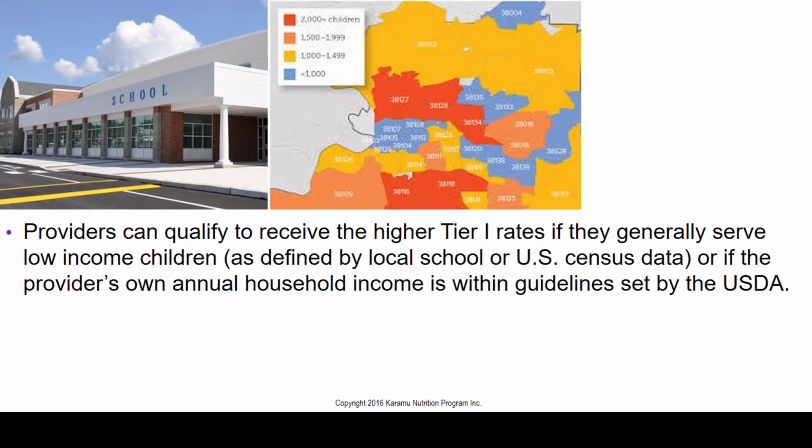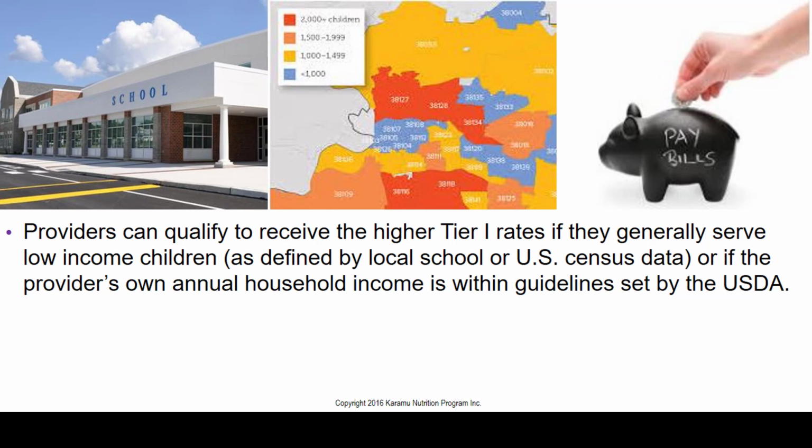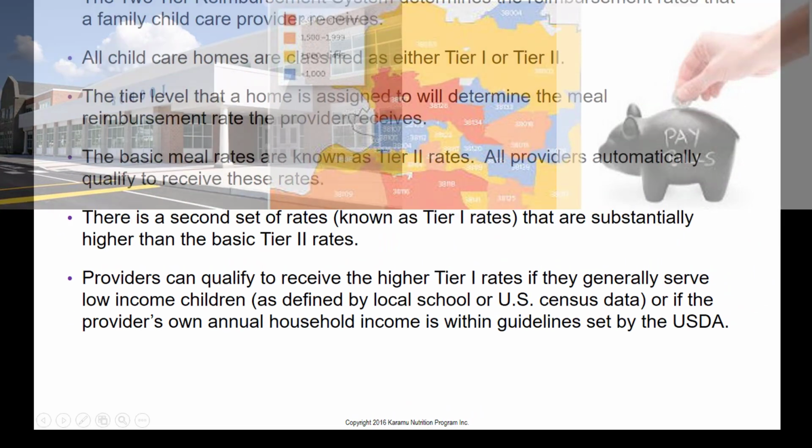And then if we can't get you qualified by schools or by census, then the last thing we'll do is look at your own household income. So we'll send you an income eligibility application where you'll have to disclose to us all the people who live in your household and the income of each person. And then we'll take that total household income and the total number of people living in the household and compare that to a chart that's given to us by the USDA to determine whether or not your household is considered low income.